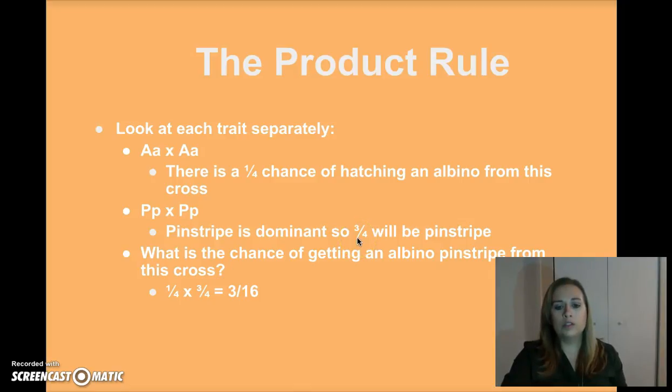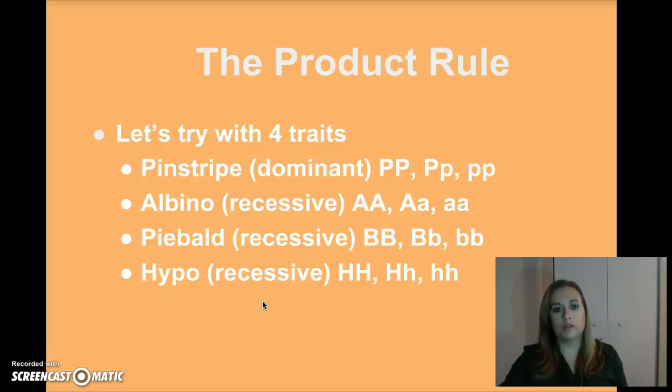So what is the chance of getting an albino and a pinstripe from this cross? In order to determine that, we take our 1 out of 4, multiply it by our 3 out of 4, and we get 3/16. So there's a 3 out of 16 chance that we would get an albino and a pinstripe python from that cross. We can do this with even more traits, so we could try it with 4 traits.